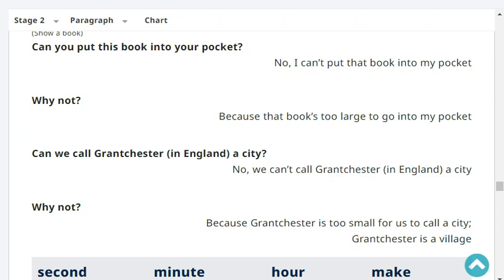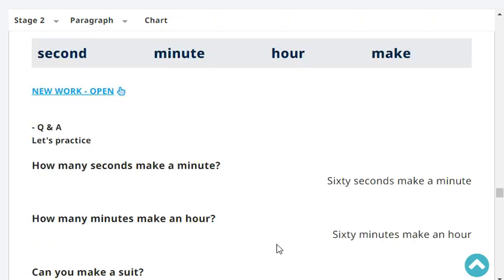Can we call Grantchester a city? No, we can't call Grantchester a city. Why not? Because Grantchester is too small for us to call a city. Grantchester is a village. Very good. So a village is smaller than a city.